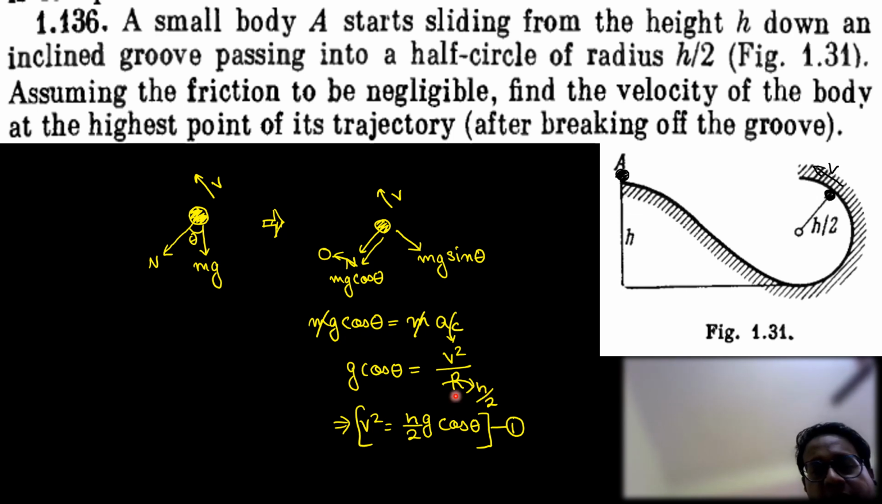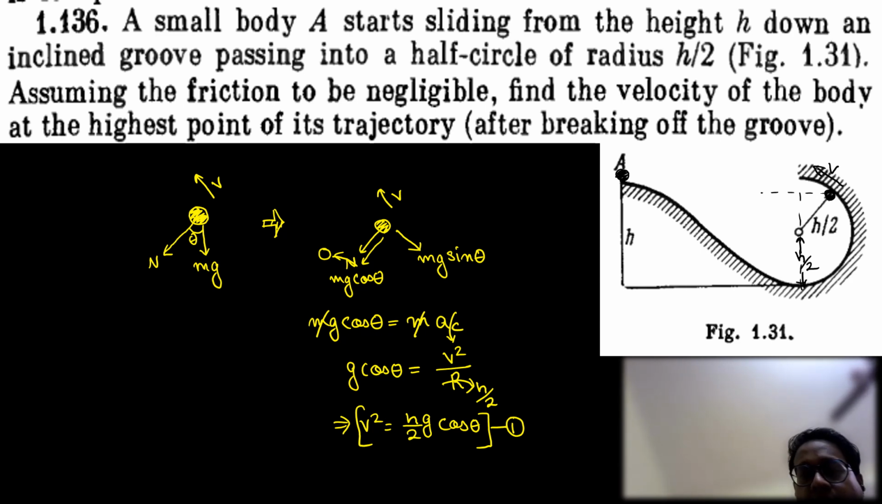I simply took this h by 2 and sent it to the left hand side. Okay, now I can do one more thing. Can I apply the work energy theorem between this point and this point? Work energy theorem means change in kinetic energy between this point and this point is equal to work done by all the forces between this point and this point. So before applying the work energy theorem, I have to find out what is this height. This much height is nothing but h by 2. Why? Because this is the radius of the circle.